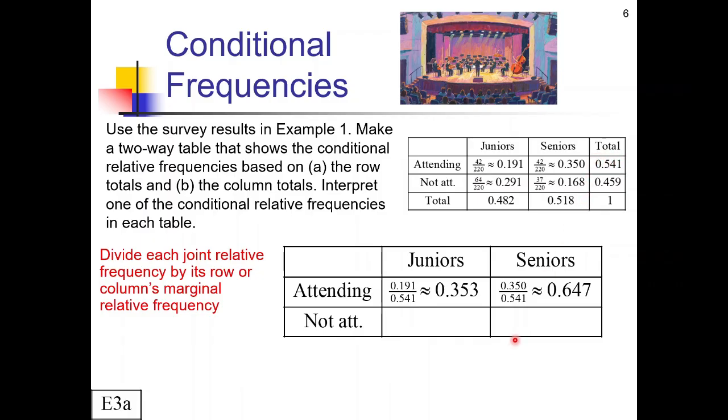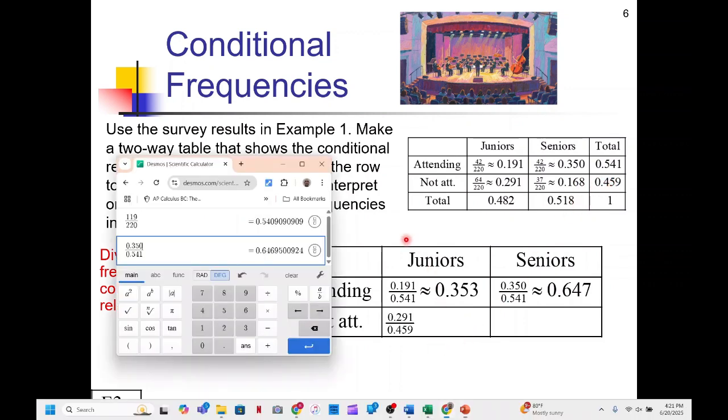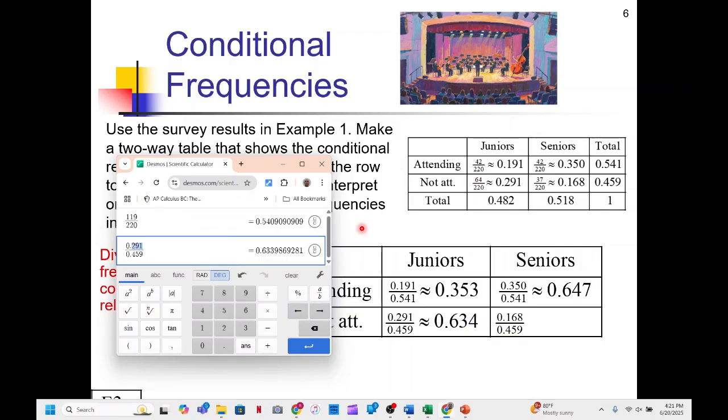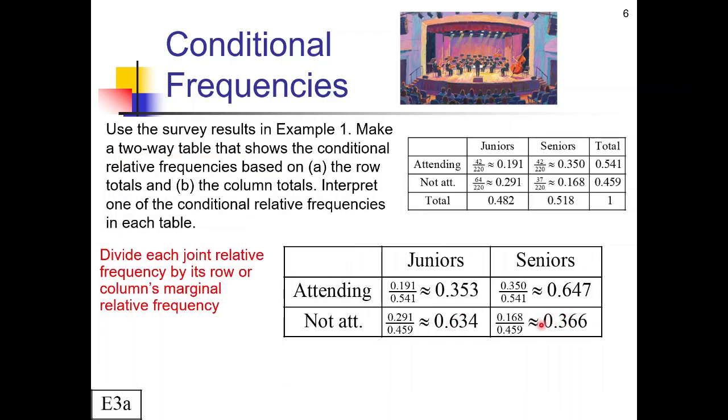in that cell entry right there. Now we're going to go down to the not attendings, and we're going to do 0.291 divided by the not attending. That would be the marginal relative frequency. So divided by 0.459. So going back here and doing 291 over 459, that's going to be 0.634. And then this last one, 0.168 over 0.459. Just make that one little change in my fraction, 168. And that comes out to 0.366, which again, if you add these two numbers together, you will see that these also add up to 1.